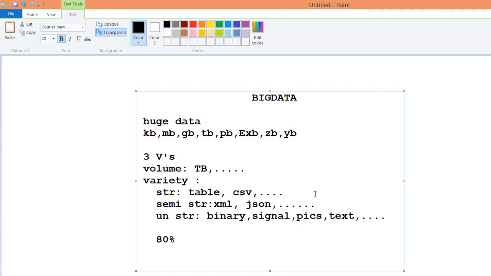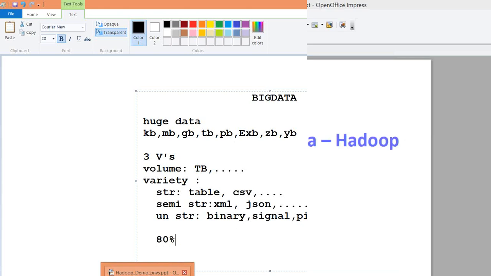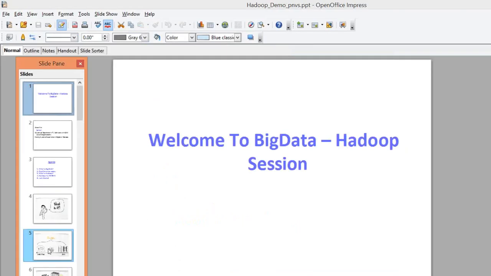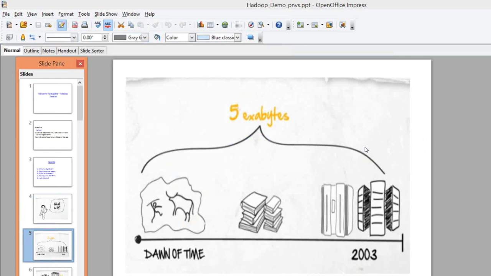By using the velocity of data, we can process the data in different ways. Okay, let me show a few more visualizations of big data. Are you able to see this slide?